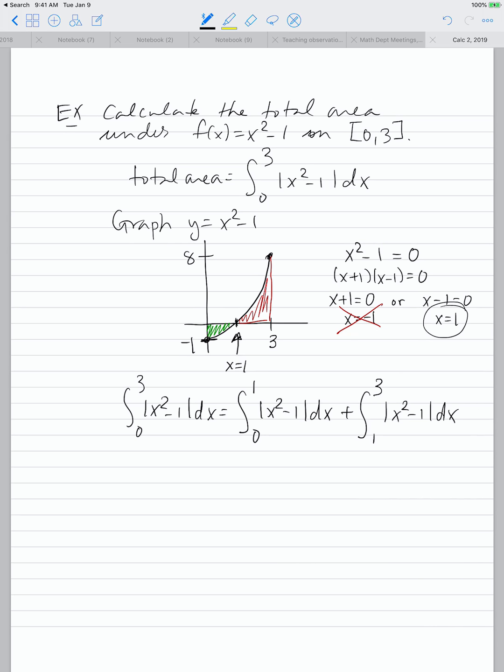Okay? So what this does is it allows us to say on the interval from 0 to 1, I know my function is negative. That is, this thing is negative. Okay? And on the interval from 1 to 3, I know this function is positive. So I can use the definition of absolute value and write this. And write this. And then now I just do the math.